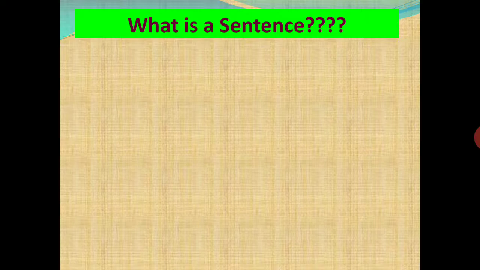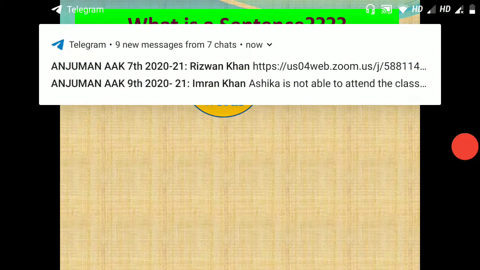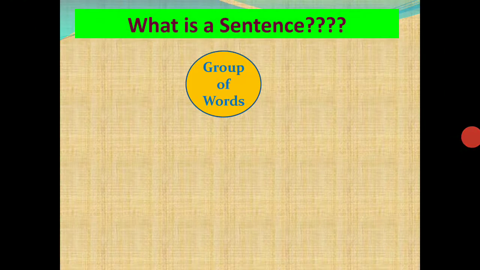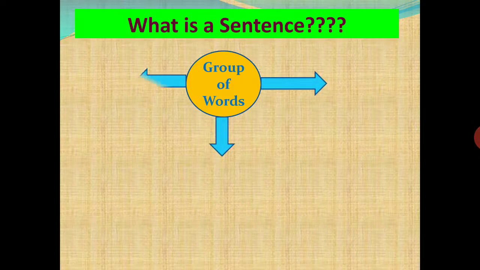When this question comes to our mind, it means a sentence is a group of words. Now, this group of words has three main characteristics attached to it. The first characteristic is that it gives us a complete thought or idea. When we say complete thought or idea, we mean that the picture is clear in front of us.